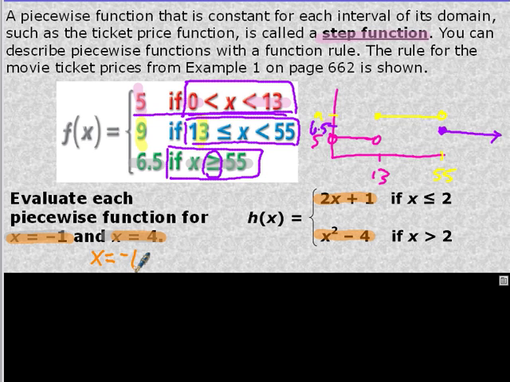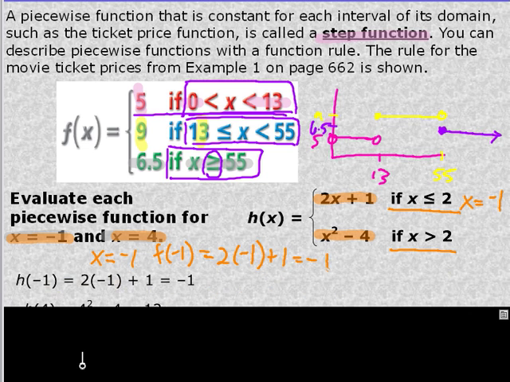Well, this is for x less than or equal to 2, and this is for x greater than 2. Obviously, x equal negative 1 is going to be in this range, or actually this domain. So we're going to use this equation. So f at negative 1 is going to be equal to 2 times negative 1 plus 1, which is going to be negative 1.